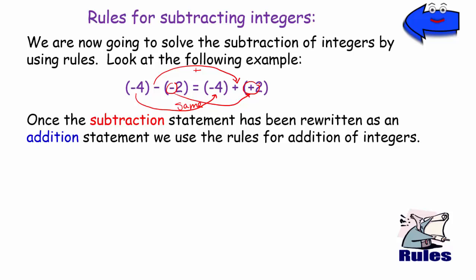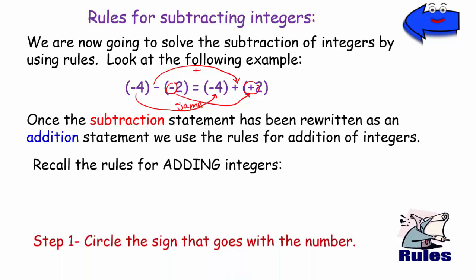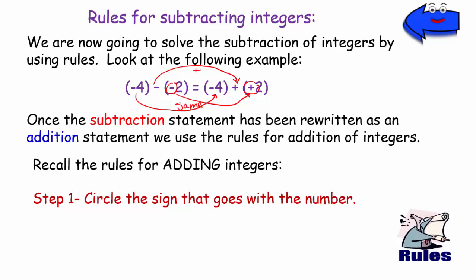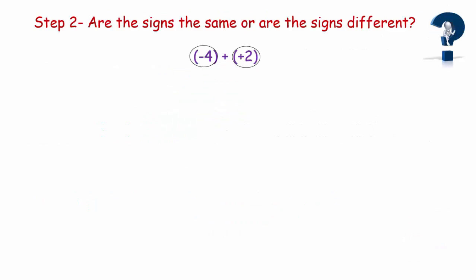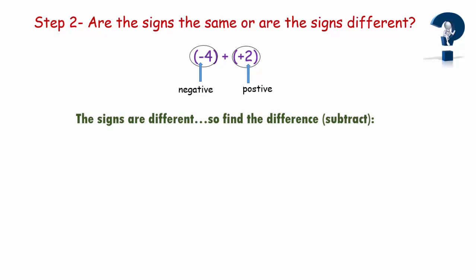So -4 minus a -2 is the same as -4 plus a +2. Let's recall our rules for adding integers. Circle the sign that goes with the number. So now we're dealing with -4 plus a +2. And then you ask yourself, once you've circled the sign that goes with the number, are those signs the same or are those signs different? Well, that's a negative. That's a positive. Those signs are different. We're going to find the difference.